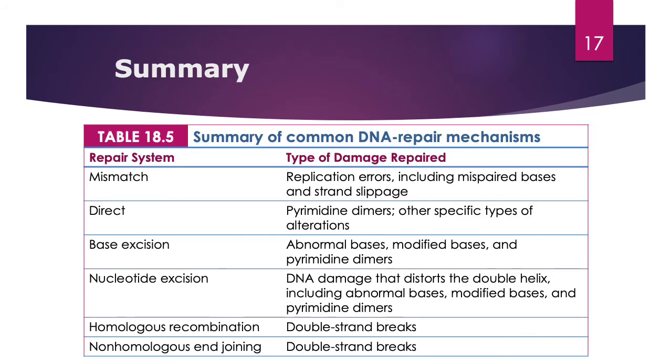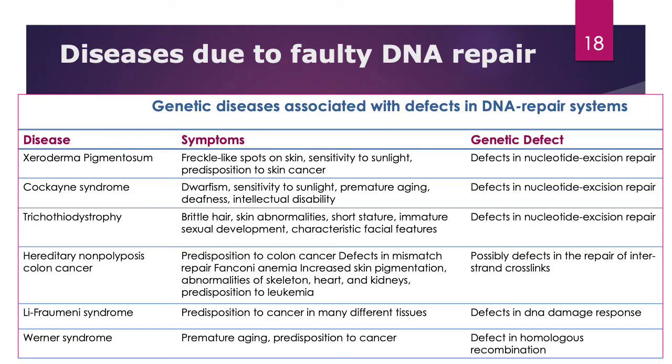With this, we come to an end of the various repair mechanisms that are present in the cell, and this table summarizes the different methods that we looked at. It's important that cells have good DNA repair mechanisms because in the event that the repair mechanisms are not able to perform their function, there are many diseases that arise. This table summarizes different diseases that arise due to defects in different DNA repair mechanisms.